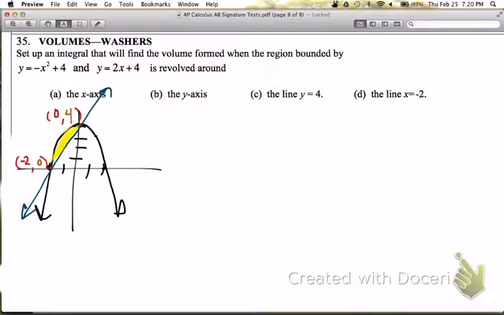So you'll notice that I do that at various times throughout the video: if it's in terms of x, from -2 to 0, if it's in terms of y, from 0 to 4. Alright, beautiful. So let's start with the x-axis.